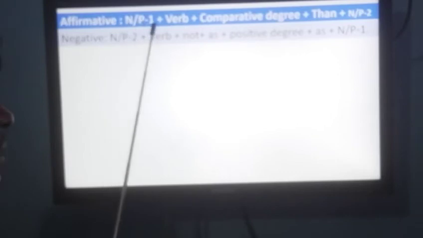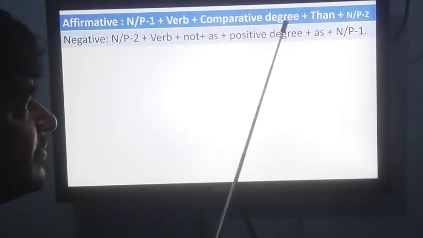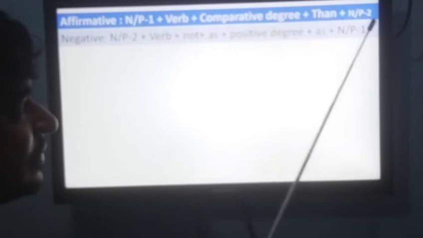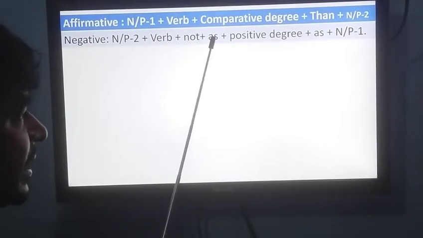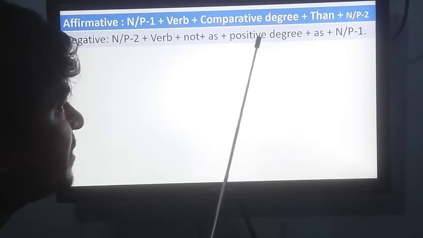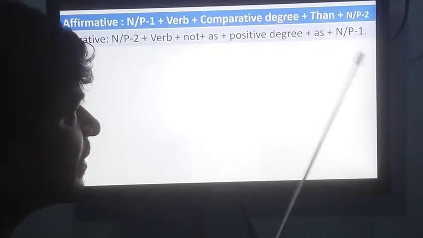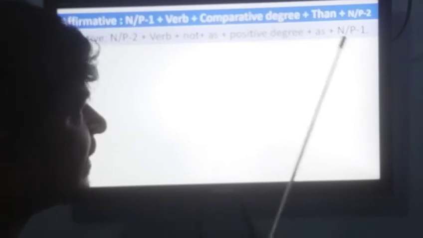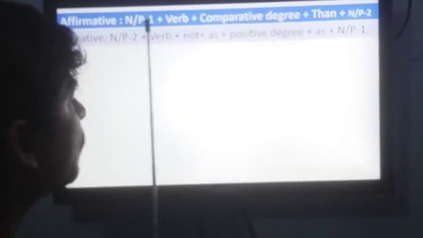In an affirmative sentence, if you get the structure NP1, that means noun or pronoun 1, then verb, then comparative degree, then noun or pronoun 2. If you want to make it negative, you have to use noun or pronoun 2 in the beginning of the sentence, then verb, then not, then as, then the positive degree of that comparative degree, then as again, then noun or pronoun 1 here.